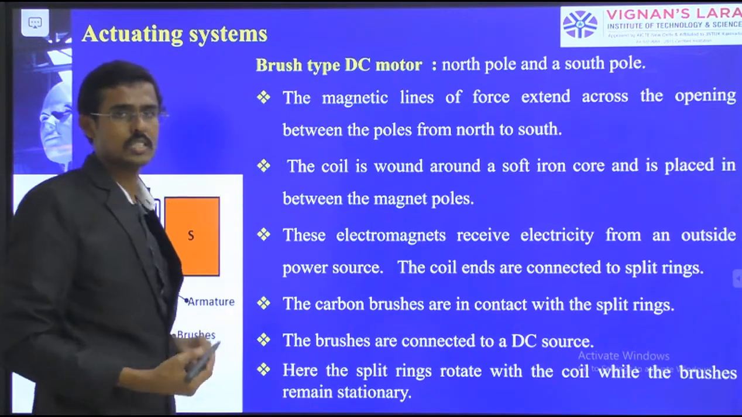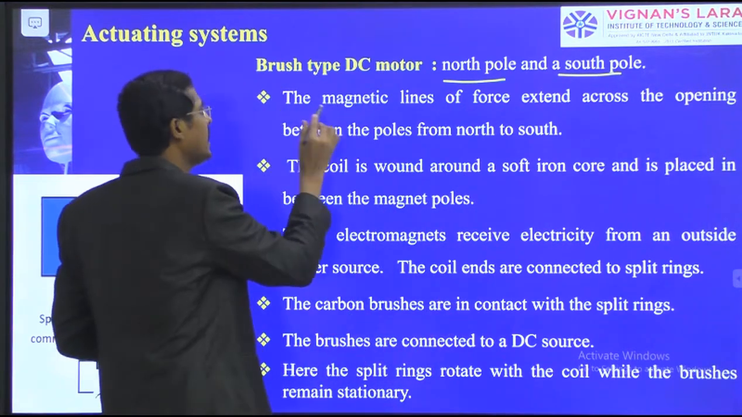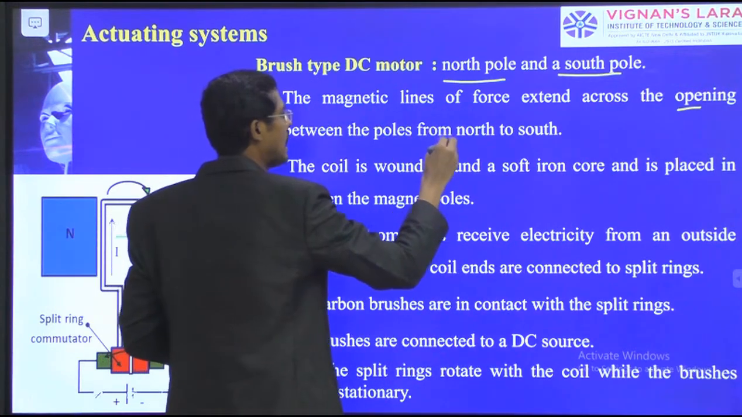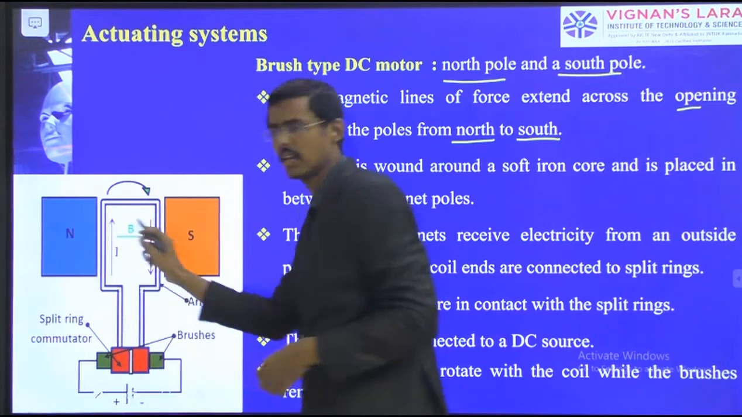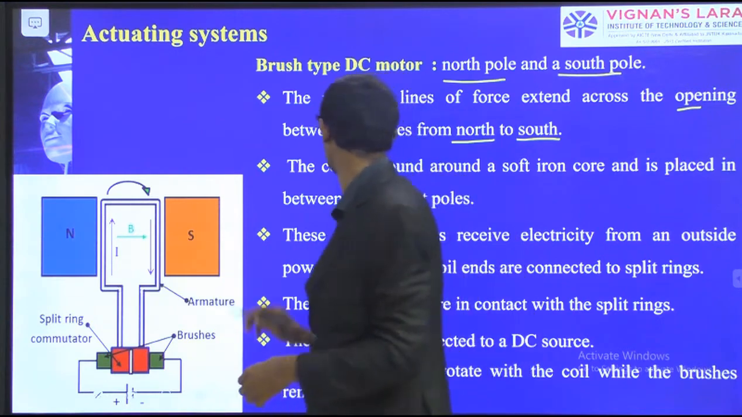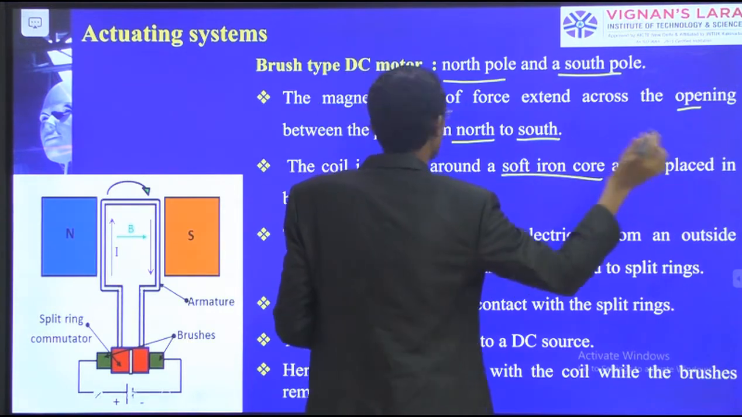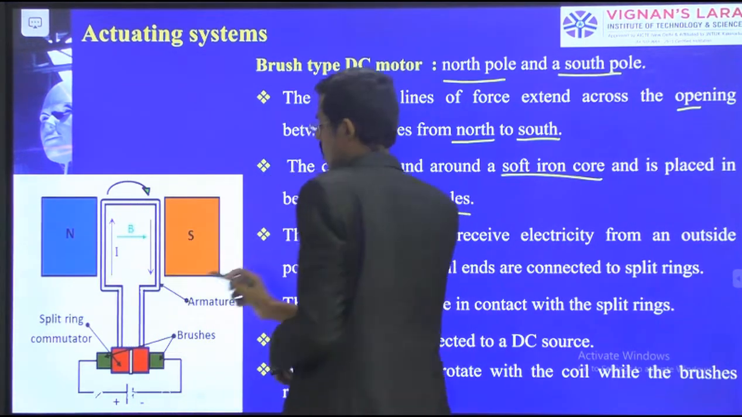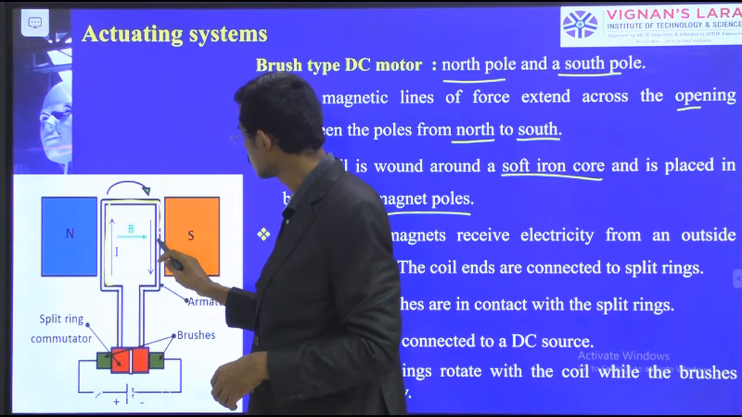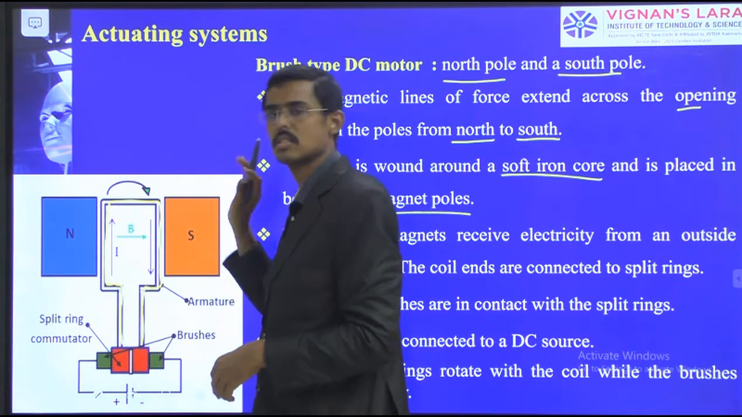In brush type DC motors, we have a north pole and south pole as mentioned earlier. Further, the magnetic lines of force extend across the opening between the poles, from north to south. In the opening between the north and south poles, we have kept an armature. The coil is wound around a soft iron core and is placed in between the north and south poles.